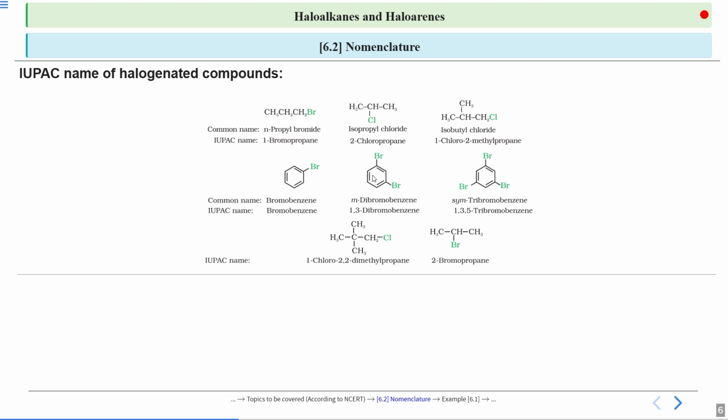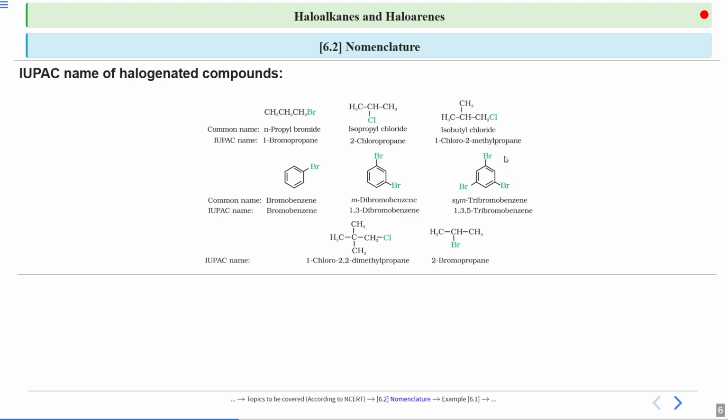For the IUPAC name of this, you have to do the numbering in every case. You have to start from somewhere, right? So start from the carbon at which the halogen is present, to give it the lowest possible number. If you start from here, position one is where the bromine is present, then second, then at the third position bromine is present. So you write 1,3-dibromobenzene. Okay, 1,3-dibromobenzene is the IUPAC name of this structure.